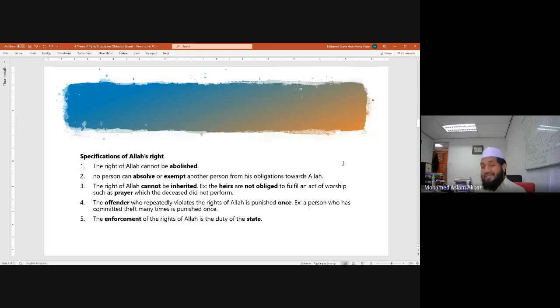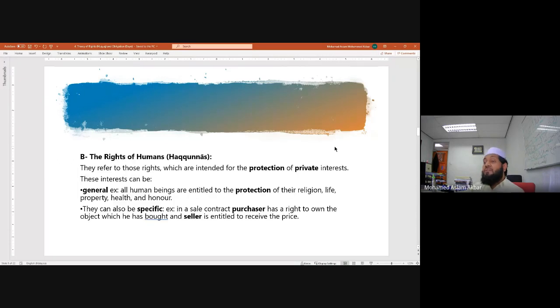So the one who is in the state, the statesman, should make sure that all these rights are protected. The rights of humans. Now let's talk about the hukukun nas. We talked about the hukukullah. Now hukukun nas, the rights of humans.